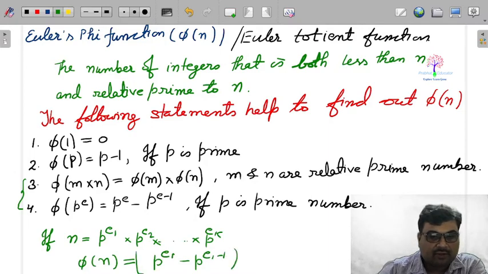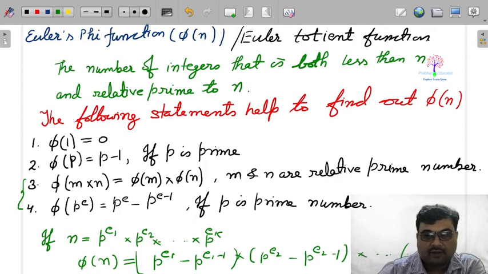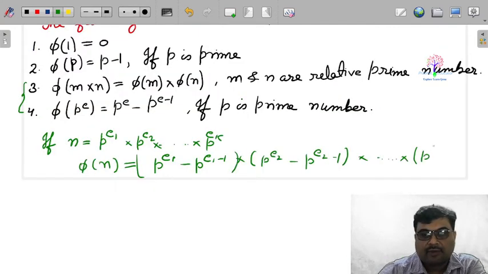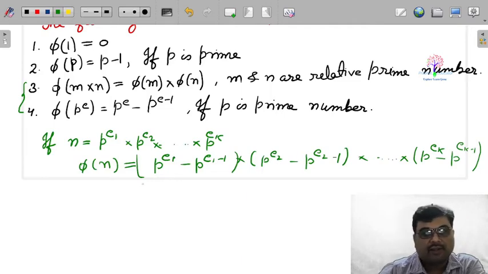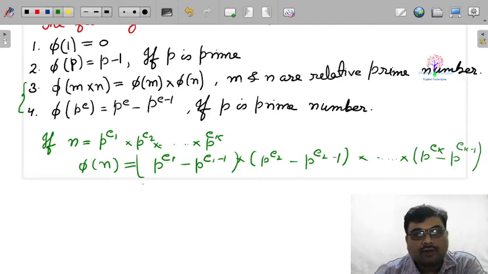This is the first term. Second, p2 to the power e2 minus p2 to the power e2 minus 1. Then we can write p k to the power ek minus pk to the power ek minus 1. So in this way you can compose it. If n is a big number and its composition is like this, we can follow rule number 4. So here we should know how to factorize n.